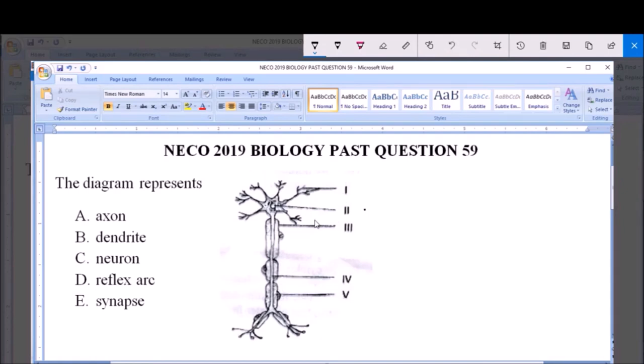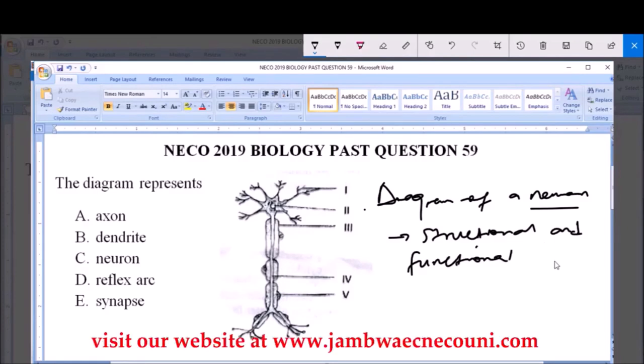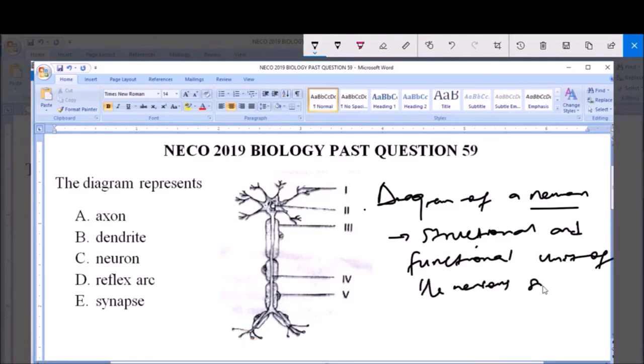The diagram represents A, axon, B, dendrite, C, neuron, D, reflex arc, and E, synapse. Now this diagram here simply represents the diagram of a neuron. This is the diagram of a neuron or a nerve cell. Now a neuron or nerve cell is a structural and functional unit of the nervous system.